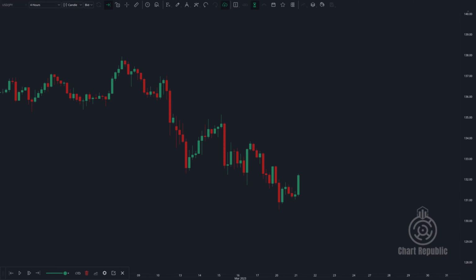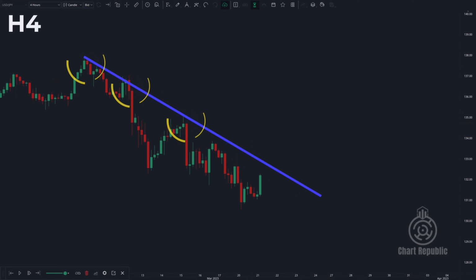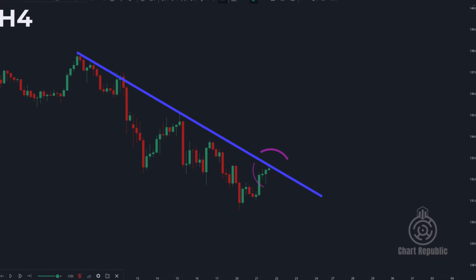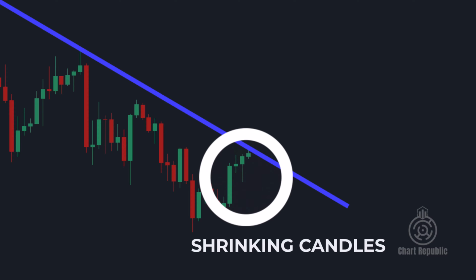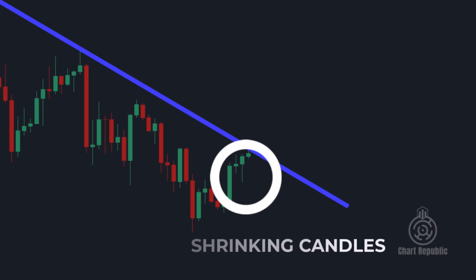Here the pair's price has declined steadily on the 4-hour chart. Using these three fractals, we draw a trend line and patiently observe how the price behaves as it nears this line for the fourth time. Upon reaching the trend line, the shrinking candles pattern clearly indicates momentum loss in this time frame.